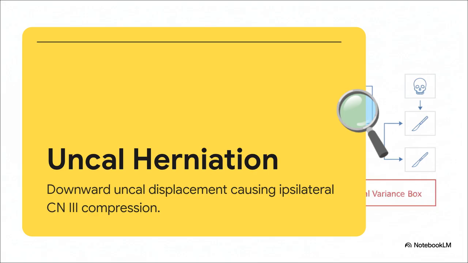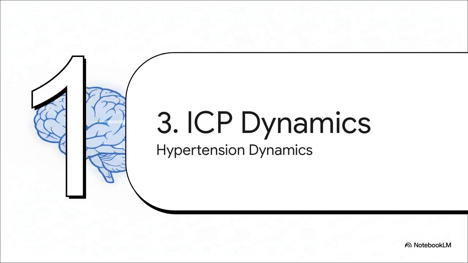Because the herniating brain tissue is physically crushing the ipsilateral third cranial nerve. It can also compress the posterior cerebral artery, leading to a contralateral homonymous hemianopsia. But that blown pupil, that is your absolute blaring red flag signaling imminent catastrophic brainstem compression. All right, let's hit part 3, intracranial hypertension dynamics.